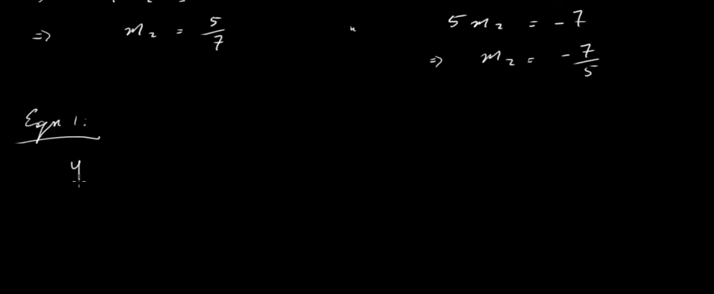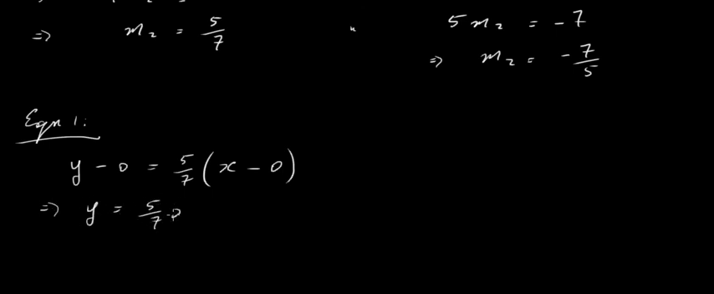So we have y minus y1, which is 0, is equal to, I'll use this one first, m, which is 5 over 7, times x minus x1, which is also 0. Remember, the point on the line is 0, 0. So we end up with y is equal to 5 over 7x, or 7y is equal to 5x, or 5x minus 7y equal to 0. So this is our first equation. Let's look at the second one then, equation 2.